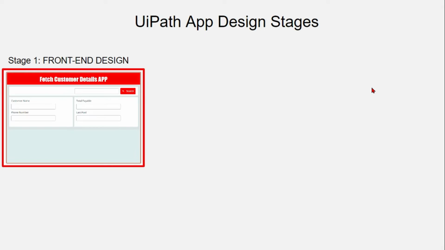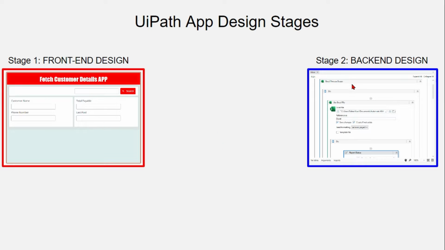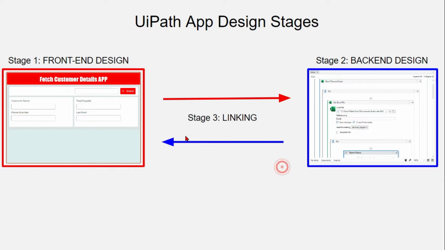Let's see the UiPath Apps design stages. The very first thing I'm going to teach you is the front end design. How will you design the front end using UiPath Apps Studio? The next stage is designing the backend. The backend is nothing but your UiPath Studio project. How will you design the backend? I'm going to show you that. Once the backend is designed for processing, I am also going to teach you the third stage, which is linking between the front end and the backend. These are the three stages we are going to learn in UiPath Apps.